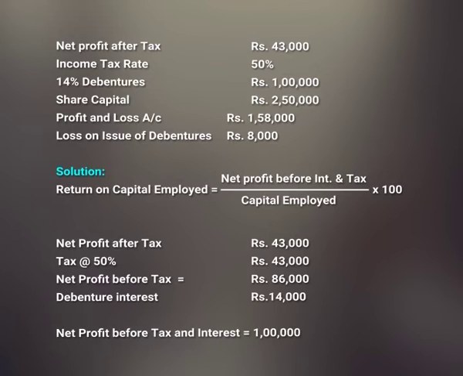Return on capital employed is equal to net profit before interest and taxes divided by capital employed multiplied by 100. So, net profit after tax is rupees 43,000. Taxation at the rate of 50% is rupees 43,000. Then net profit before tax is equal to 86,000. Then debenture interest is equal to rupees 14,000. So, net profit before tax and interest is equal to rupees 1 lakh.